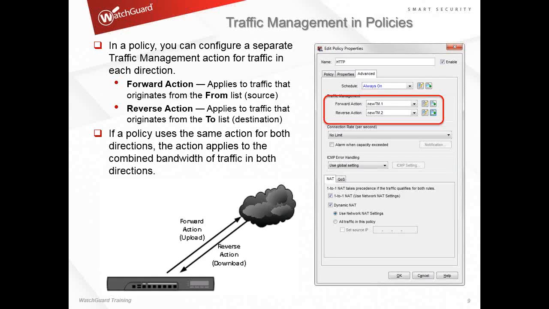So you can actually have different policies, and in the live demonstration I'll show you the differences, and when I do a speed test you can see the upload and download and how they act. If a policy uses the same action for both directions, the action applies to the combined bandwidth in both directions, so it could be per policy or per IP. If one is uploading and downloading, they will share it if you apply the same action to both. As you see here, I have a little graphic: the forward action is your upload and the reverse action is your download.